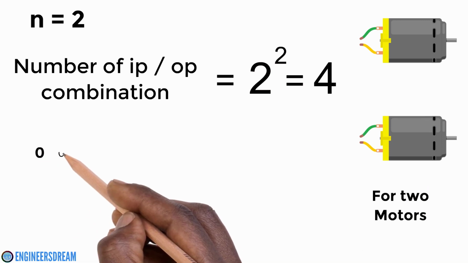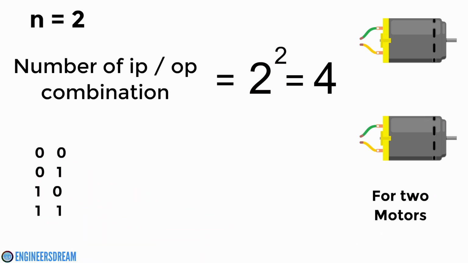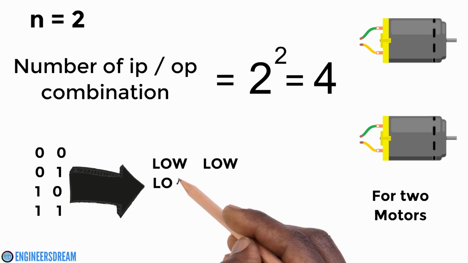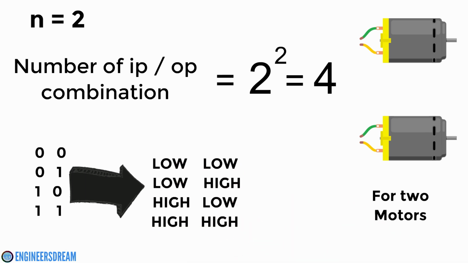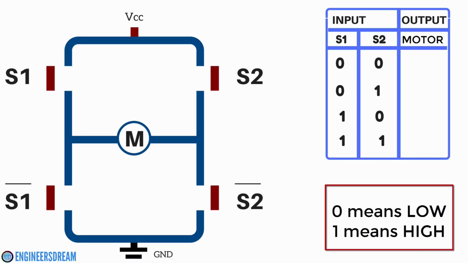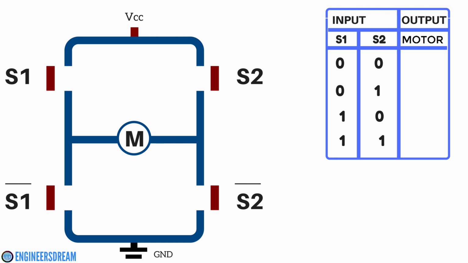And these combinations are 0 0, 0 1, 1 0 and 1 1. That is low low, low high, high low and high high. When we apply these inputs to the motor driver from the Arduino, the motor driver will thus control the motors. Now, as you can see, this is an H-bridge circuit and this H-bridge circuit can control one motor. On the right hand side, there is a table indicating the input and output conditions. The input conditions of high and low are given from the Arduino to the input pins of the motor driver. And then from the output pins of the motor driver, the DC motors will be controlled.